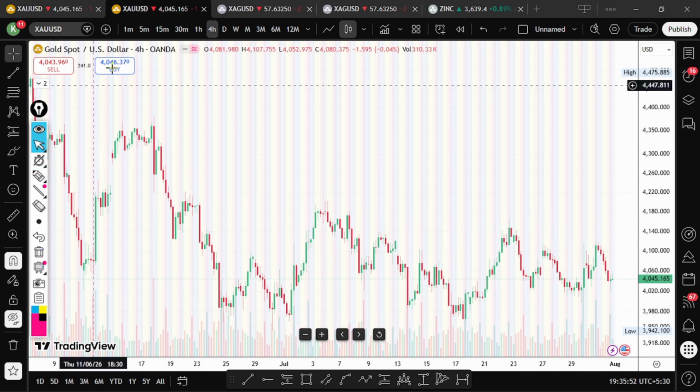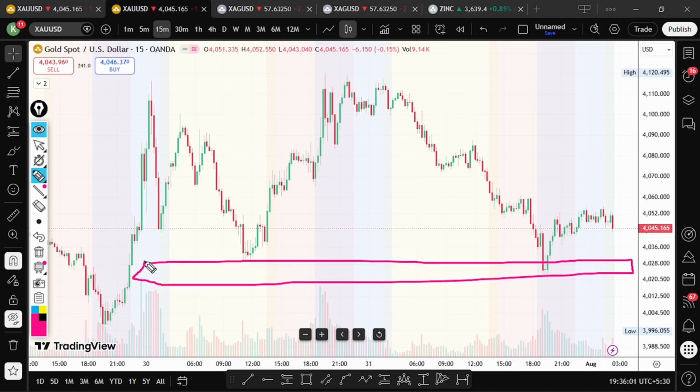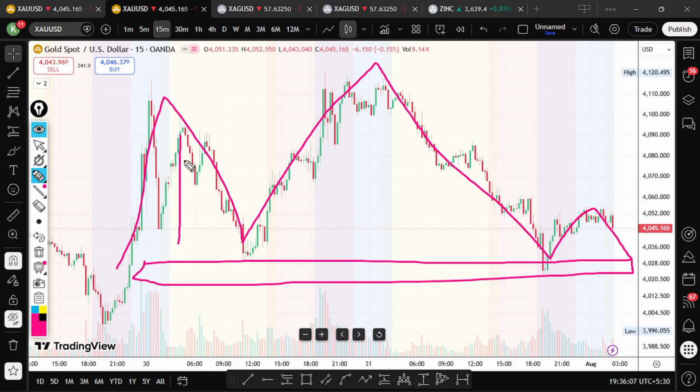Okay, let's move on to the 15-minute chart. On the 15-minute chart, there is not that big of a buying. As we can see, here is the buying zone, but the market has been making a head and shoulders pattern in here. So this is the first shoulder, this is the head, and this is the second shoulder. This means the market can go down from here, but we'll have to wait. This is not the area where you can buy.